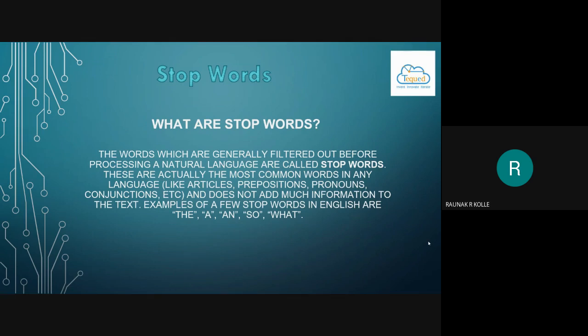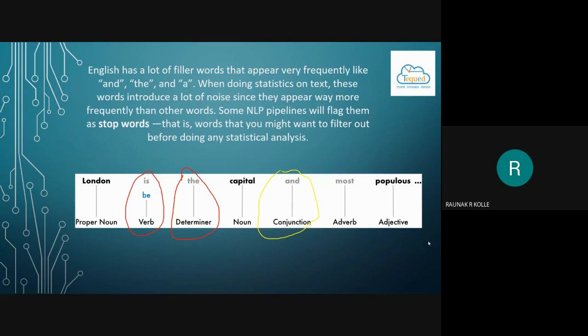Examples of a few stop words in English are the articles the, an, so, what, etc. English has a lot of filler words that appear very frequently, like and, the, etc. When doing statistics on text, these words introduce a lot of noise since they appear way more frequently than other words. Some NLP pipelines will flag them as stop words, that is, words that you might want to filter out before doing any statistical analysis.